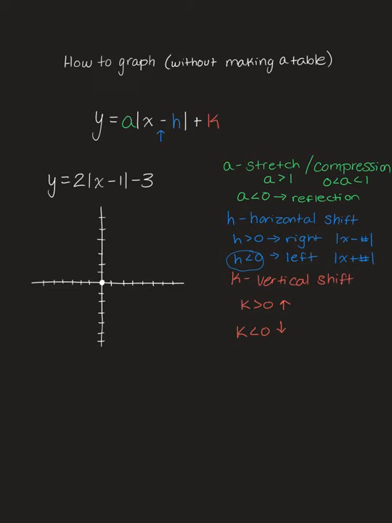So this 2 here means that it is a stretch. The a is bigger than 1. So imagine a rubber band that you're stretching. Okay, it's going to get skinnier. The h is just the 1. Okay, so remember, this one can be tricky to find out. The h is 1, so it is positive, so it moves to the right.